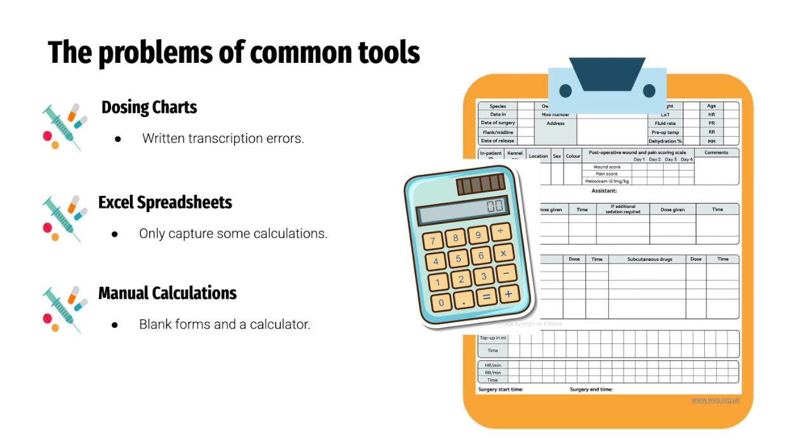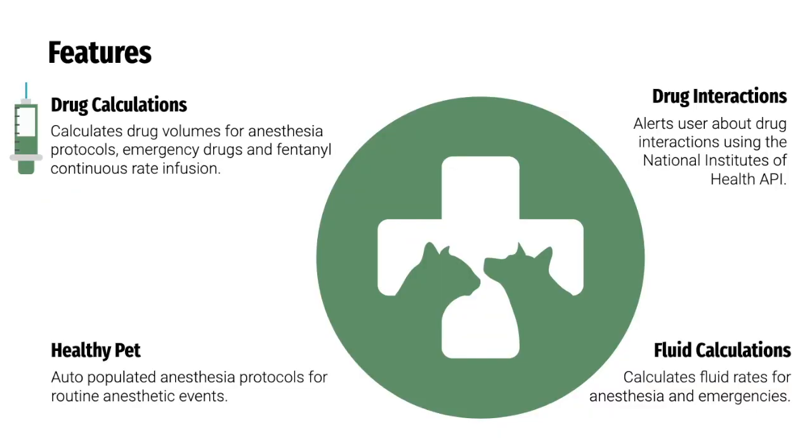Last, and I think probably the most common of all of these tools, is blank forms and manual calculations using a calculator. It's very easy to miss a decimal point when punching numbers into a calculator, which can result in overdoses by 10 to 100 times a normal patient dose. So what does this app do?